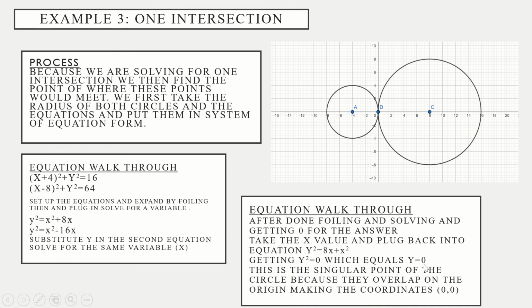Technically y is equal to the square root of 0, but it just ends up being 0. And we can see it's right because D is on the point (0, 0), which is where they intersect.